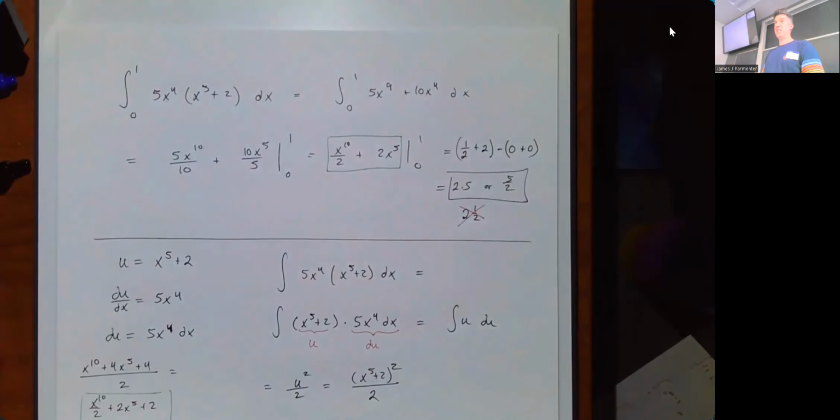Are they the same? Who thinks they're the same? Thumbs up. Who thinks they're not the same? Thumbs down. Are they exactly the same? Yeah, good. I'm seeing some thumbs down. They are not exactly the same.